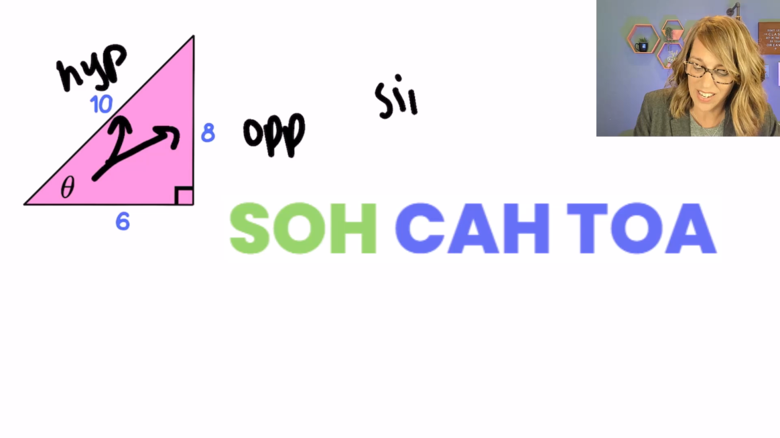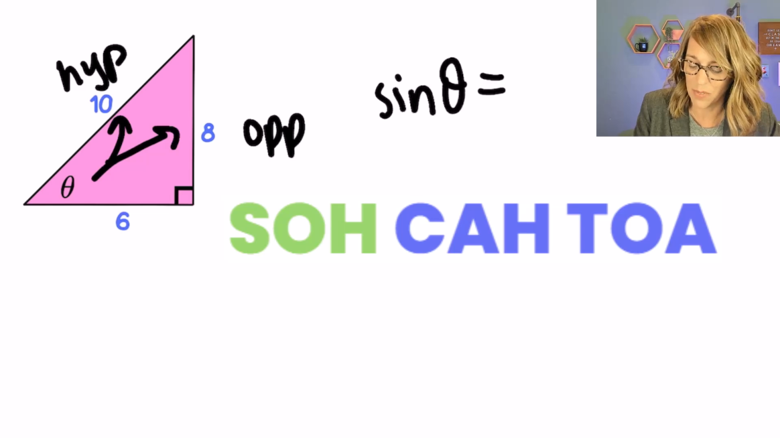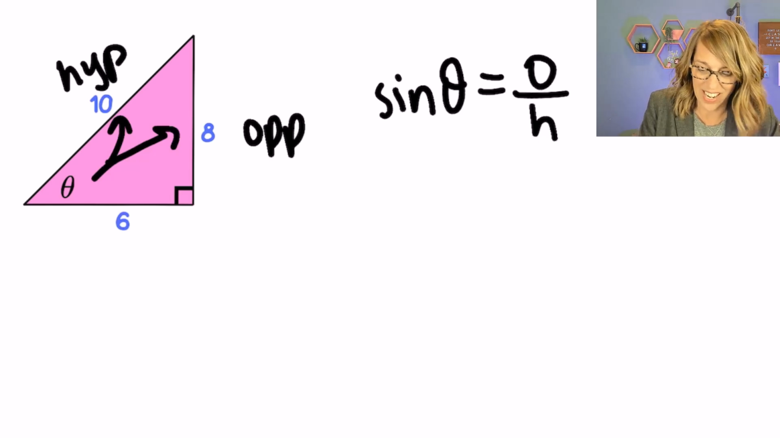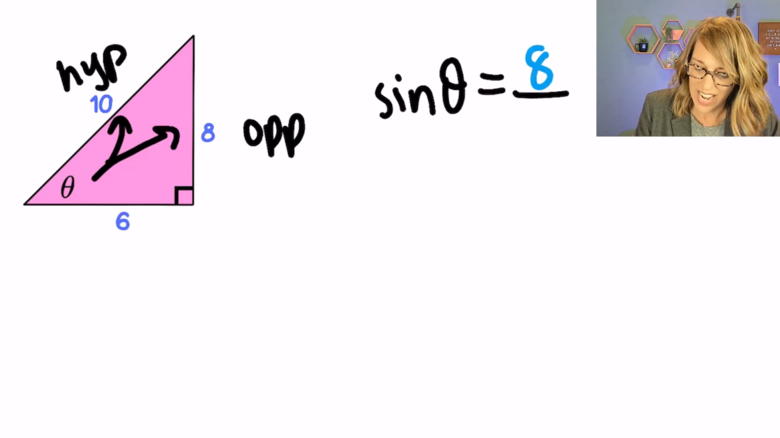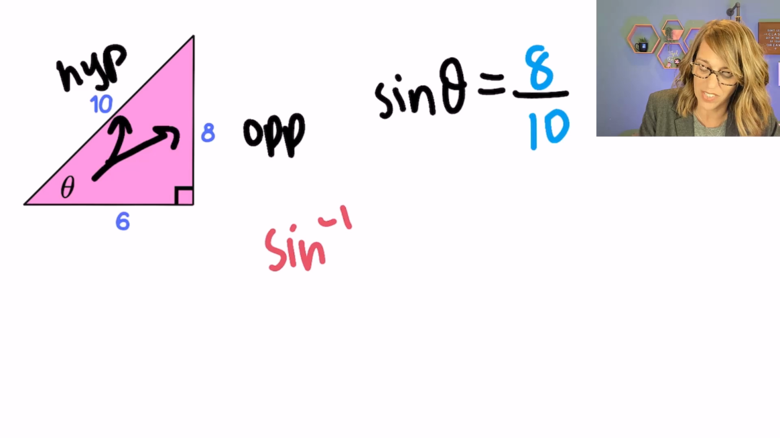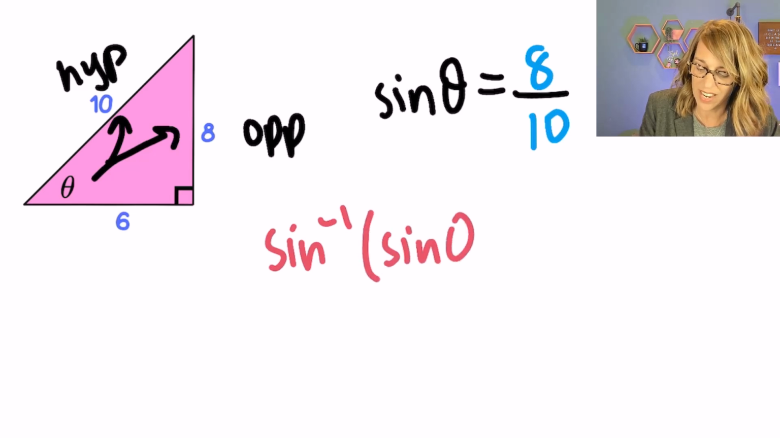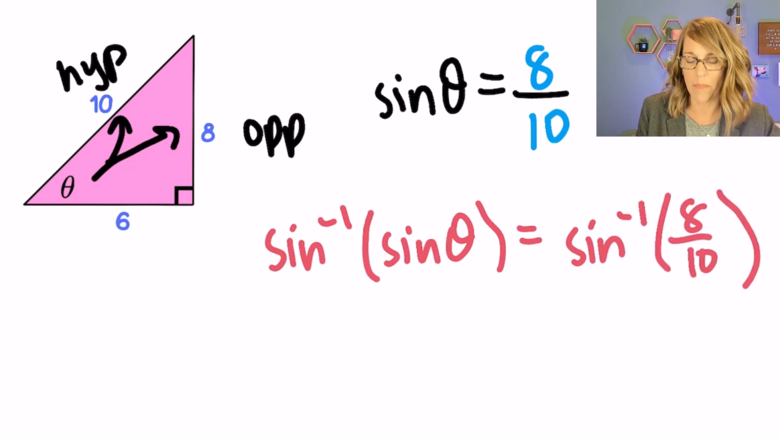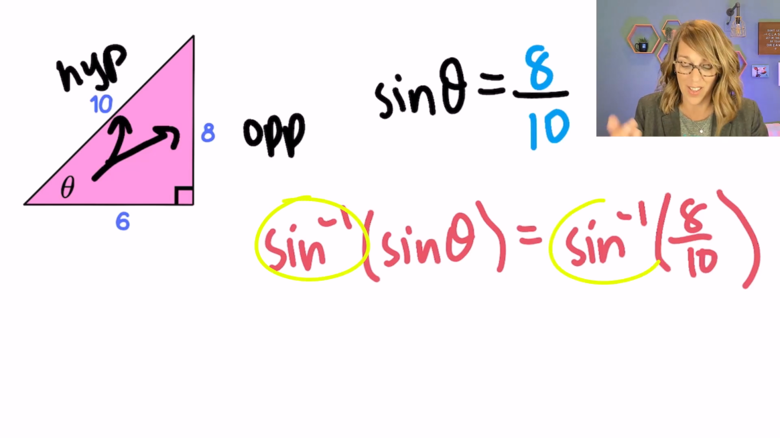So I know that the sine of the angle that I'm looking for is equal to opposite over hypotenuse, but I've got my opposite and I've got my hypotenuse. Let's put those in here. My opposite is an 8 and my hypotenuse is a 10. Just like we had done with the previous one, I want to apply its inverse function. So the sine inverse of the sine of theta is equal to, I apply sine inverse on the other side as well. So whatever I do to one side, I do to the other.